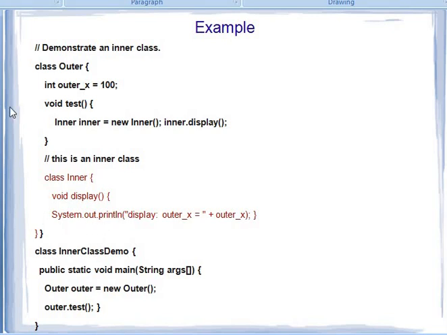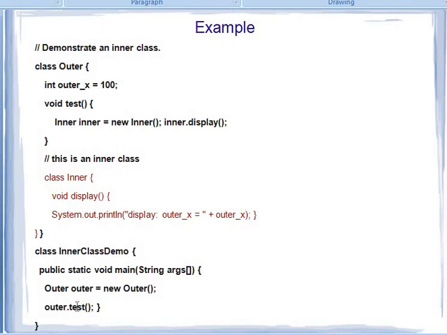For accessing these two classes, outer and inner classes, we need a main class. So that main class is having a main method. So inside the main method, we have created one object for the outer class to access the enclosing class. So outer object is created for the outer class, and outer dot test, that method, is invoked. So the second member of outer is the method test, which creates an object for the inner class, and using that object, the display method of the inner class is invoked.